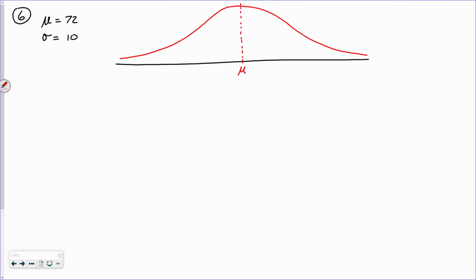Now, what we're trying to do is figure out the probability that the score is between 65 and 78. So if the mean is 72, 65 is somewhere about right there, 78 is somewhere about right there, and we're trying to determine that area, right?